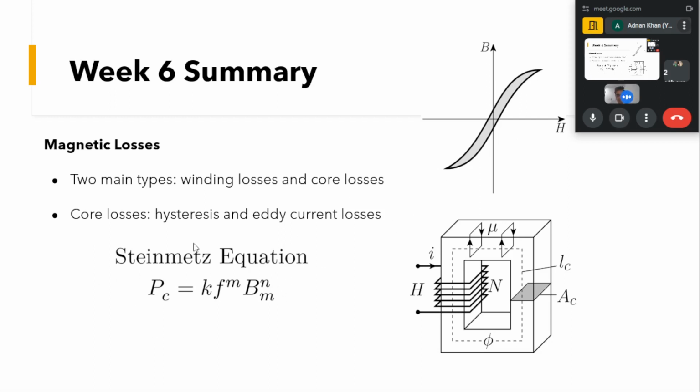Also, this equation follows very accurately if the variation in H is sinusoidal, so this equation gives results very near to the actual value. For the other cases, if we want accurate core losses, there are some advanced equations as well by which we calculate these core losses inside a core.